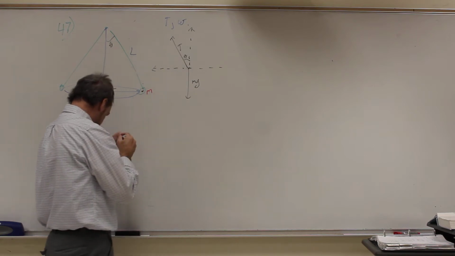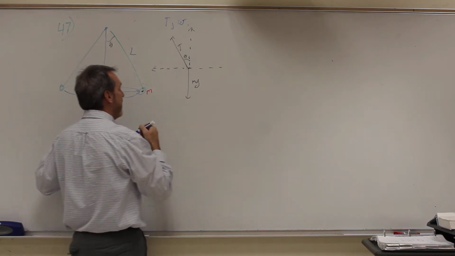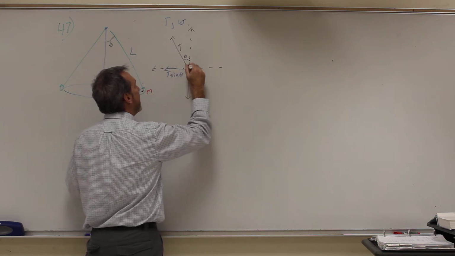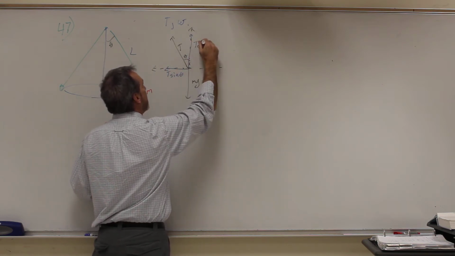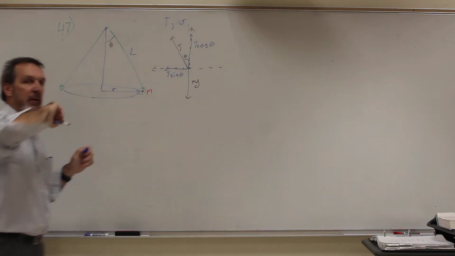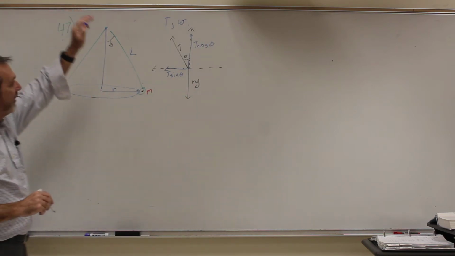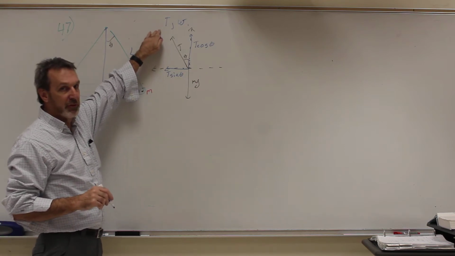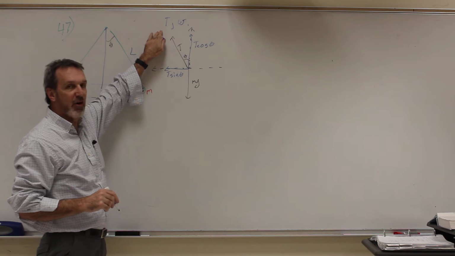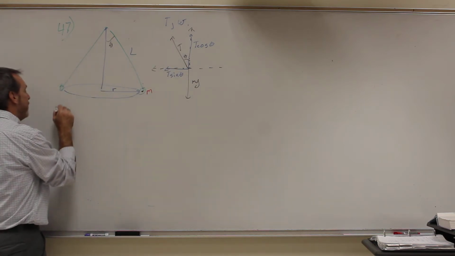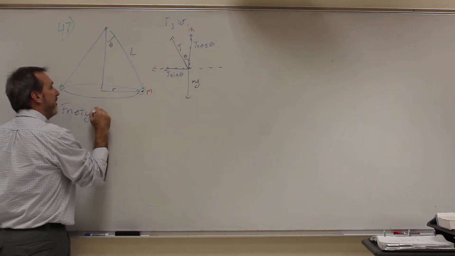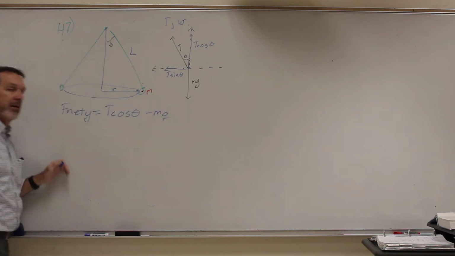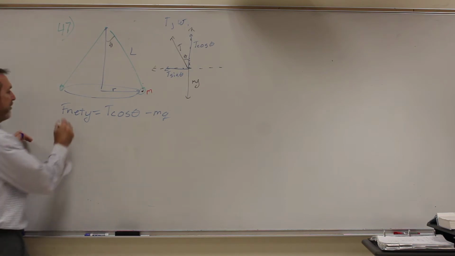Well, then when I break this into components, let me change colors here, my tension is going to be T sine theta going this way, and T cosine theta going this way. All right. The first part asks for the tension. Well, I know from previously doing this problem that the tension is easily solved using the F net y. So I'm going to do F net y is equal to T cosine theta minus mg.